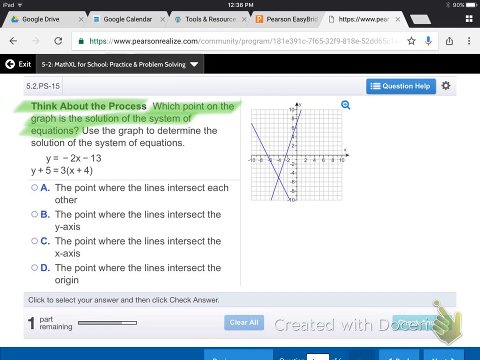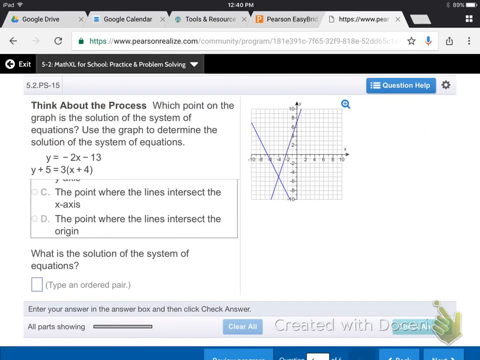All we have to do is, let me change my pen size here. It's a little bigger. We have to see where this point is right there, and then try to just write down the coordinate pair. What point is that? Well, we might not even have to go that far, because look at the answer choices. Is it the point where the lines intersect each other, or the point where the lines intersect the y-axis, or the point where the lines intersect the x-axis, or where they intersect the origin? And of course we know it's where they intersect each other, right?